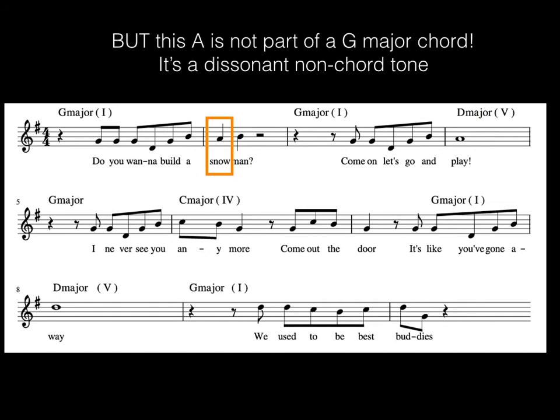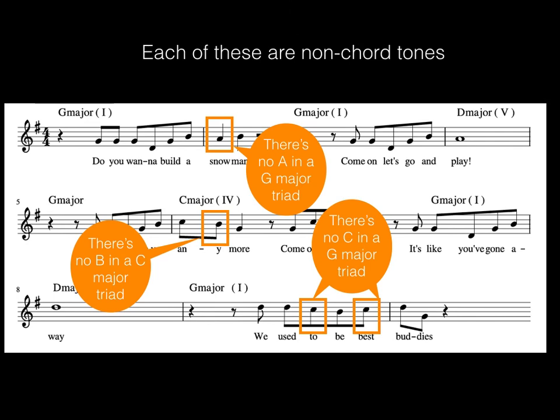But that A is not part of a G major chord. It's a dissonant non-chord tone. Do you want to build a snowman? That A on snow feels a little dissonant. It's not part of the chord. And each of these are non-chord tones.